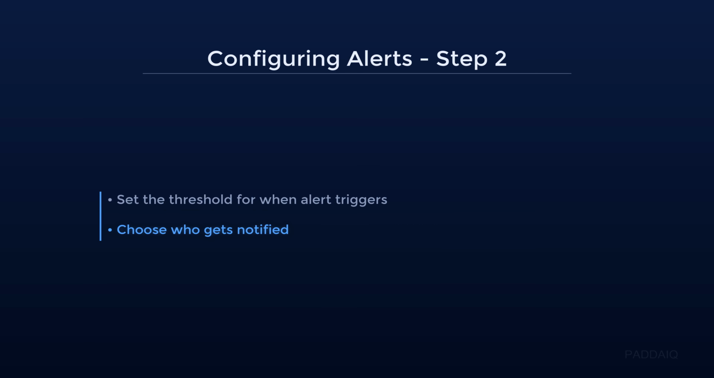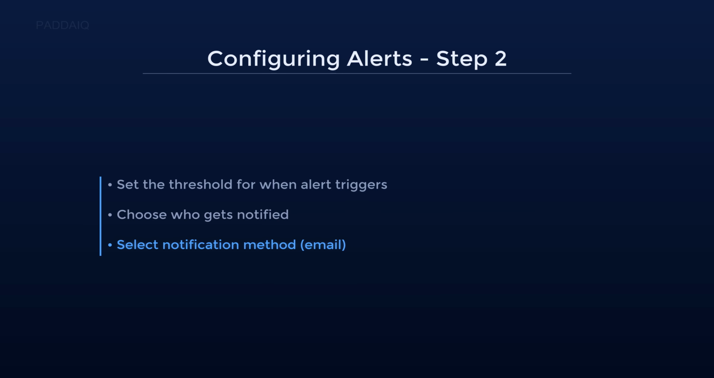Choose who gets notified. This means selecting specific people or teams to receive alert messages when issues occur. For example, if a payment system fails, you might notify only the finance team lead rather than the entire IT department. This ensures the right individuals take immediate action.